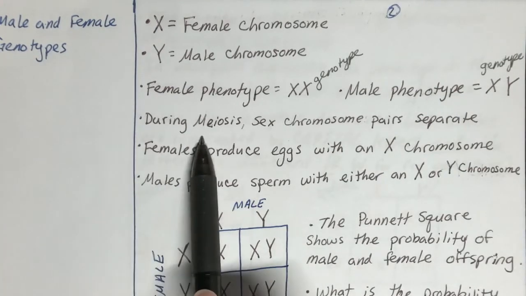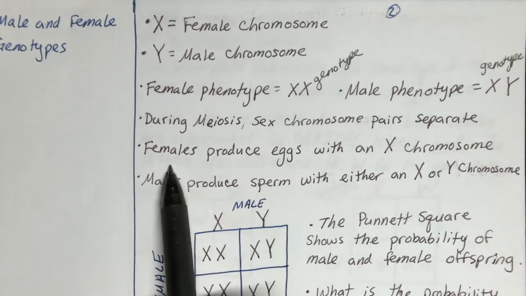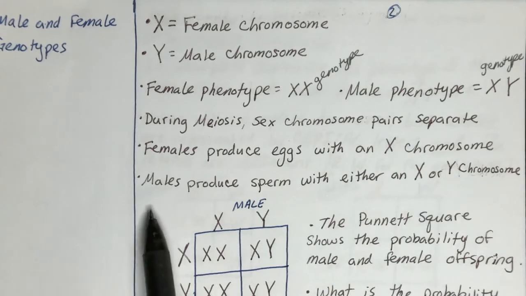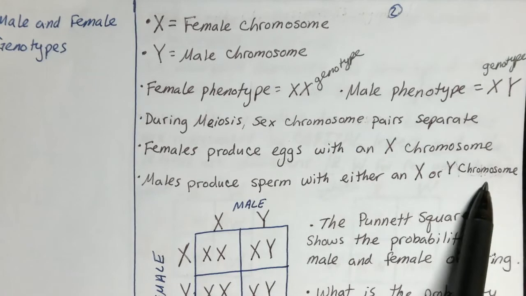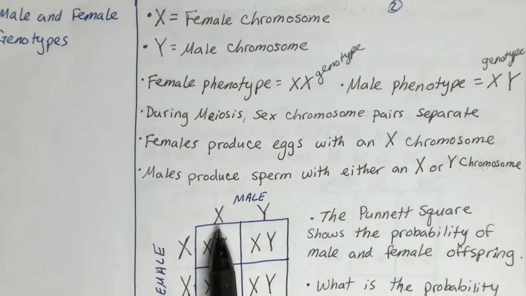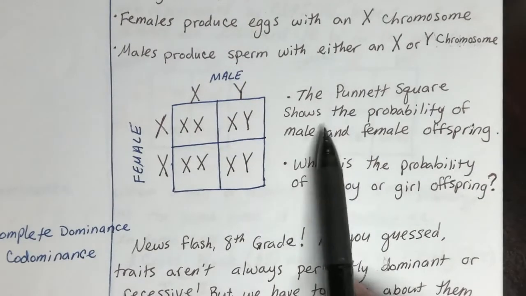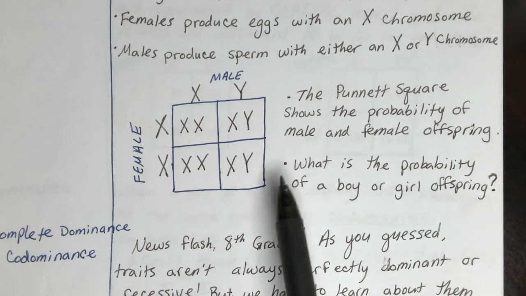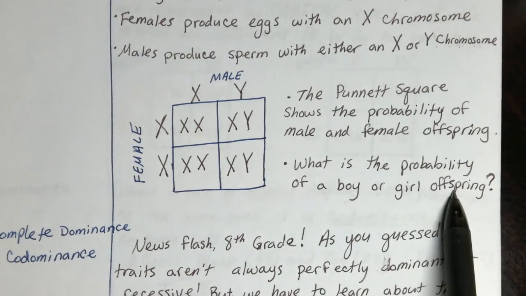During meiosis, sex chromosome pairs separate. Females produce eggs with only an X chromosome. Males produce sperm with either an X or Y chromosome. So I have a Punnett square here, and the Punnett square shows the probability of male and female offspring. And it wants to know what is the probability of a boy or girl offspring.